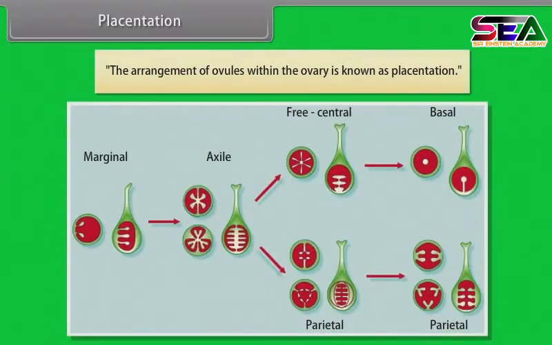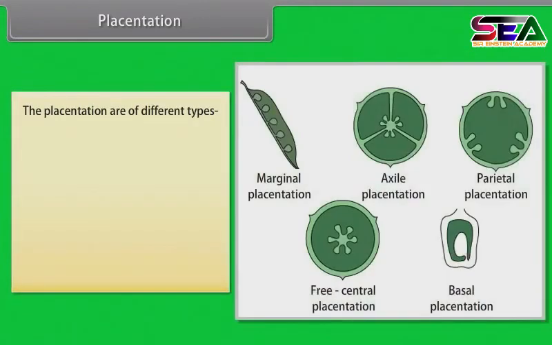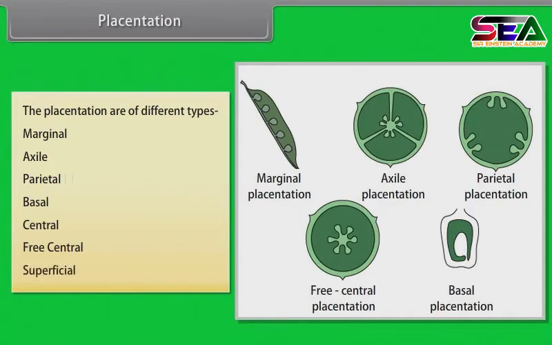Placentation. The arrangement of ovules within the ovary is known as placentation. The placentation is of different types: marginal, axial, parietal, basal, central, free central, superficial.